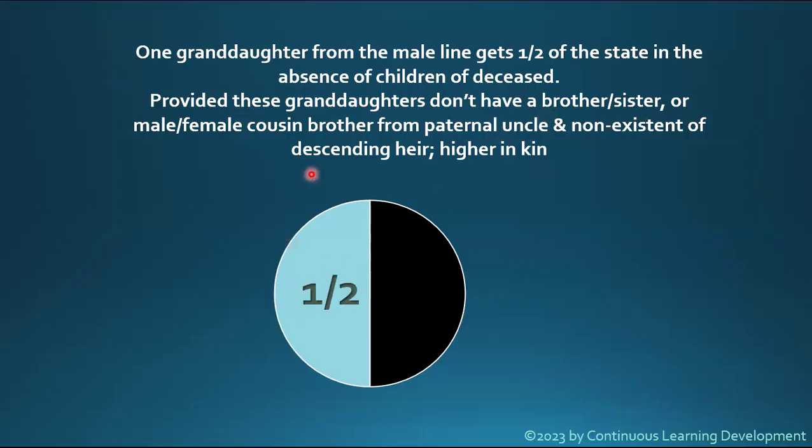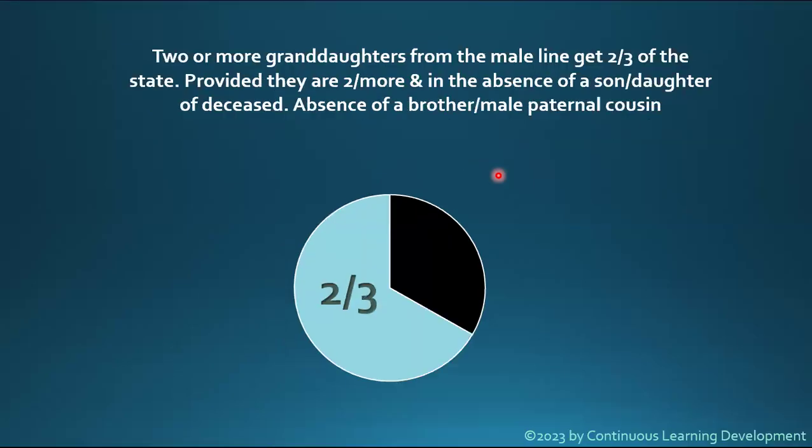Or a cousin. So it could be a son of a paternal uncle, a non-existing descending heir higher in kin. So obviously we're talking about children here. If there are those higher in kin, meaning the children, they take precedence because they're related to the deceased directly, whereas the grandchildren come after the children of the deceased. Okay, so in this case, if there is one granddaughter from the male line, then she will get a half.